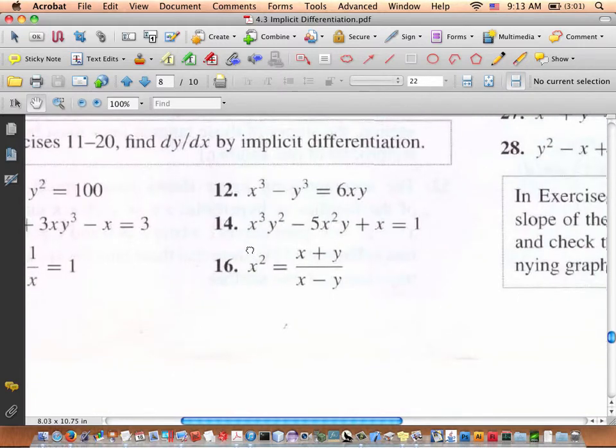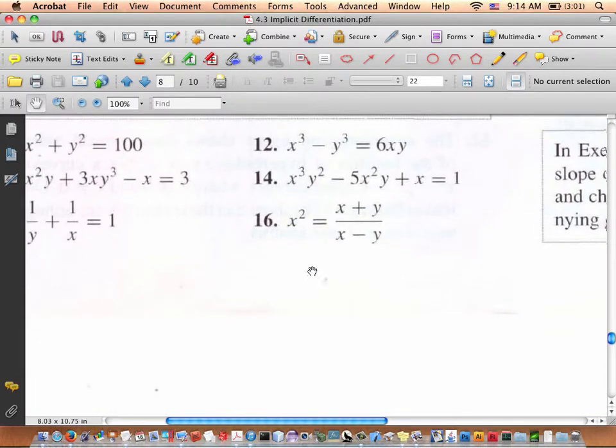All right, let me just make a quick comment here. The way that you would do 16, by the way, is you could use the quotient rule, but there's a much easier way, Carrie. To do this implicitly, it would be way easier to just multiply both sides by x minus y and then distribute the x squared into the x minus y and then start to do implicit differentiation. That would be the way easier way to do it.